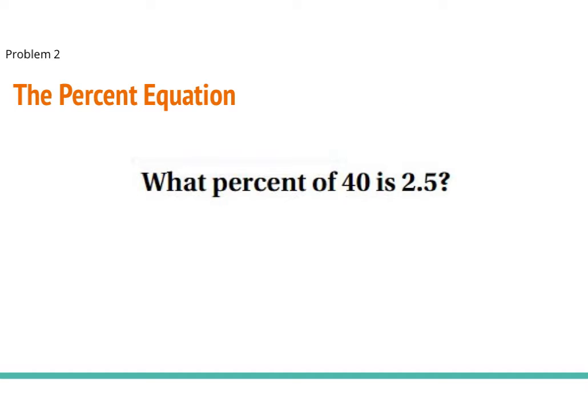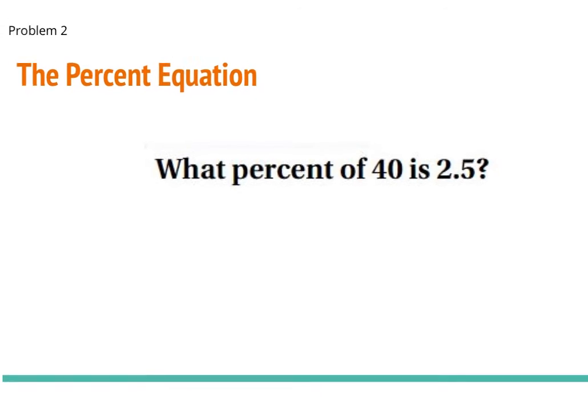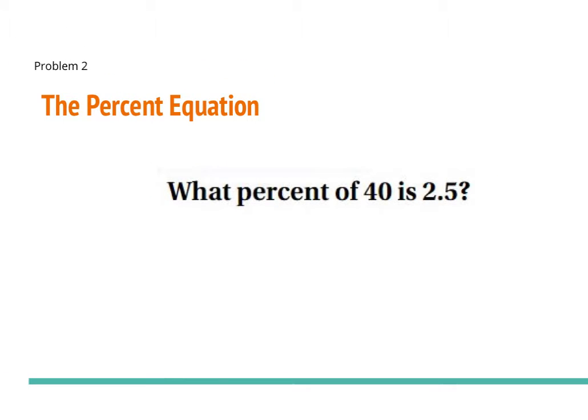Okay, what percent of 40 is 2.5? And let's use the percent equation, okay? So remember, the percent equation was A equals P% times B. Okay, so let's identify what A and B are, because we're trying to find the percent.